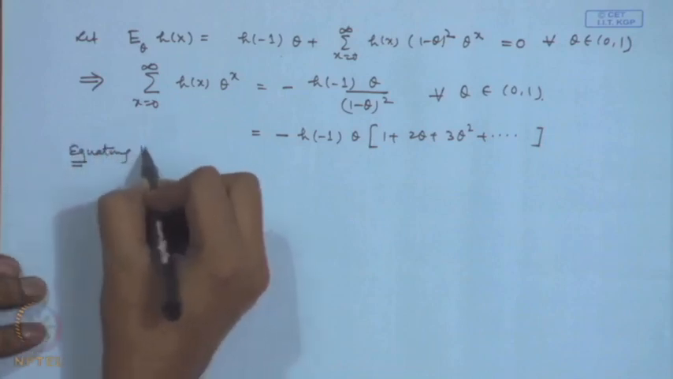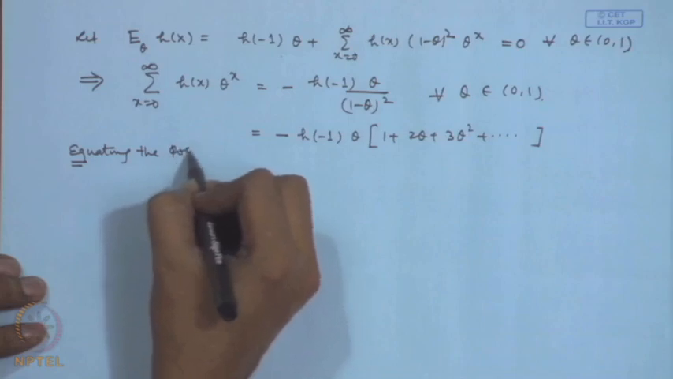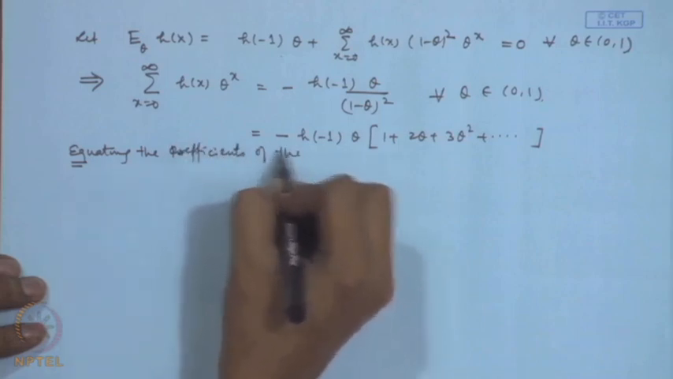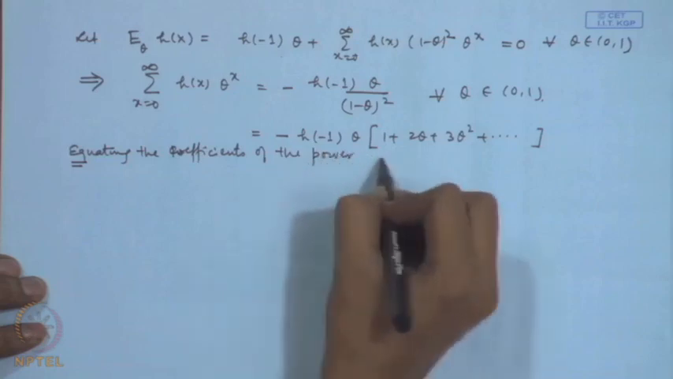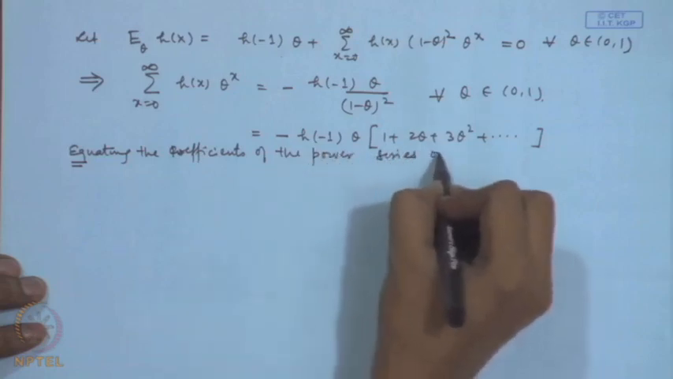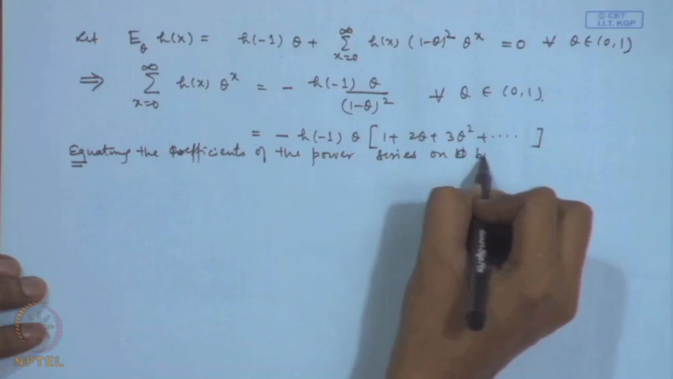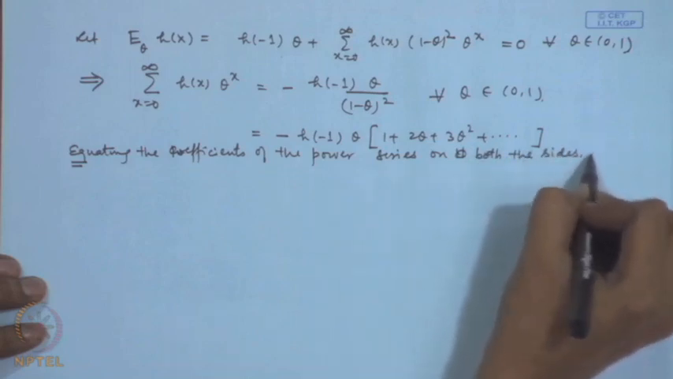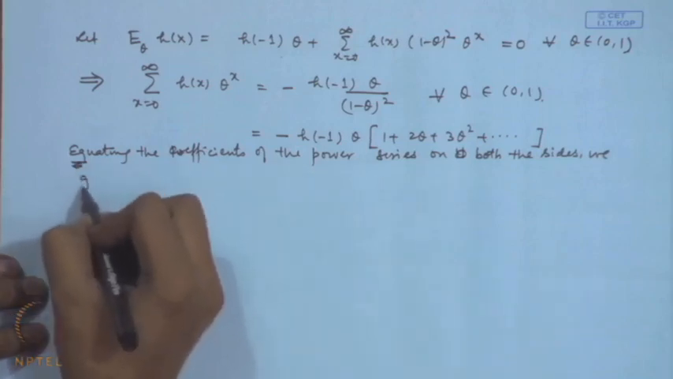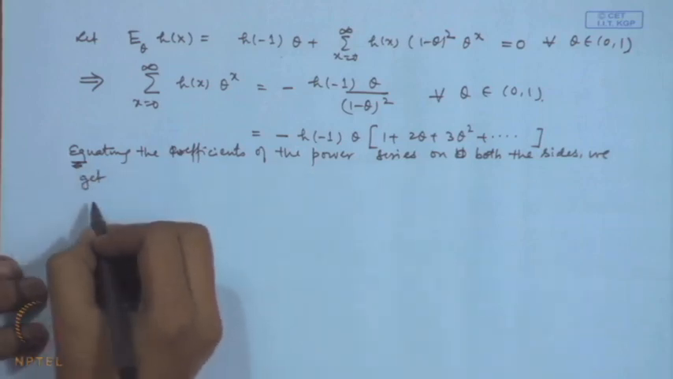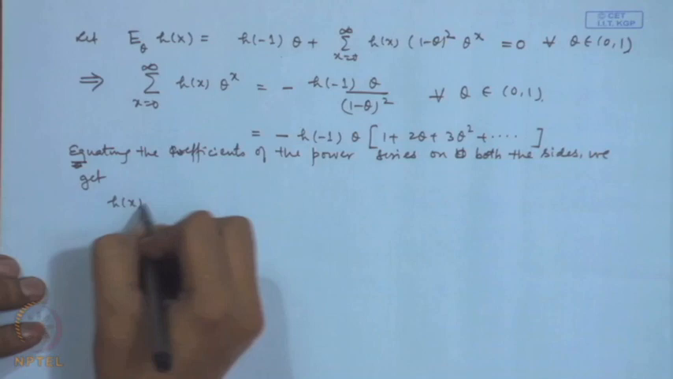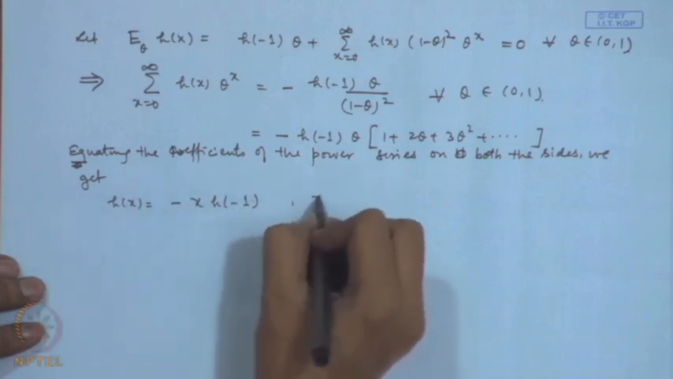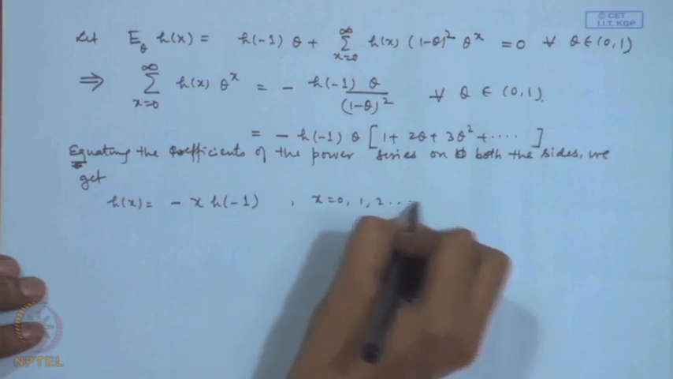equating the coefficients of the power series on both the sides, we get h(x) is equal to minus x times h(-1) for x equal to 0, 1, 2 and so on.